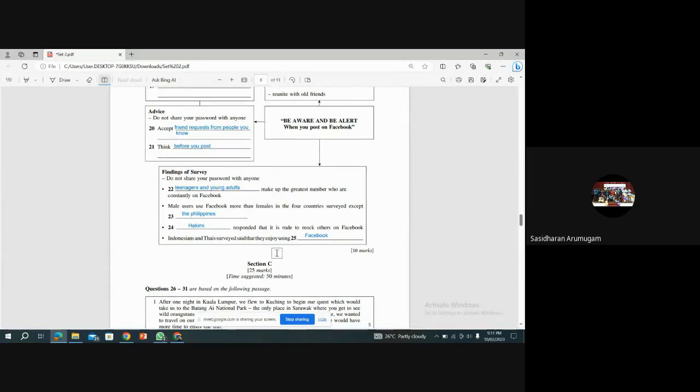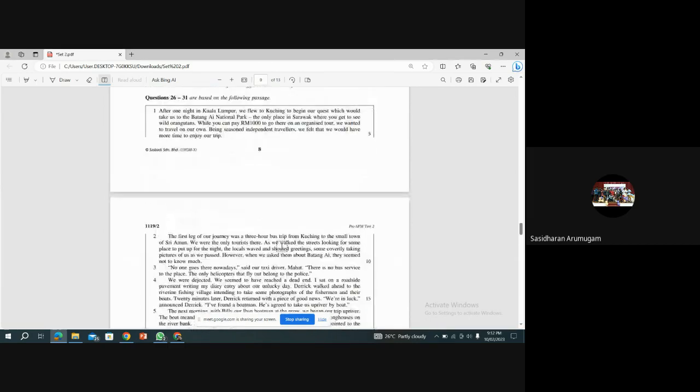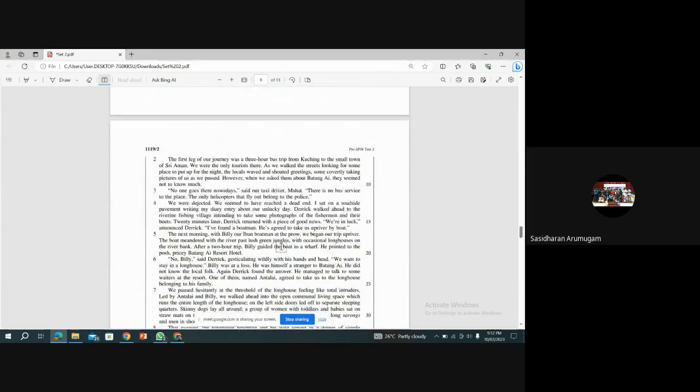Okay, we move on to section C. It's a huge passage, and you must read it carefully, because it may take a long time to settle the questions. The advisable time for section C is 50 minutes, because it's a long passage. It may take almost 50 minutes, but you should try to finish it in around 30 minutes.